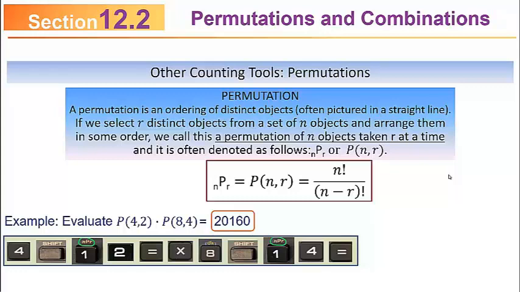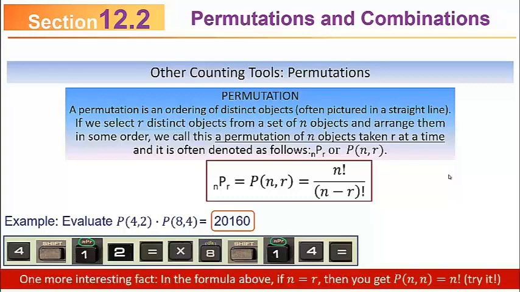And you'll get 20,160. So that's just practice using the calculator with permutations. There is one more interesting fact that I might mention.